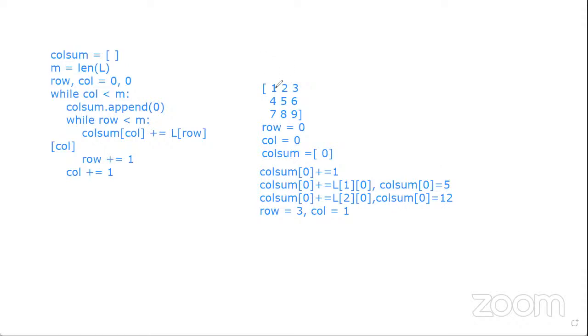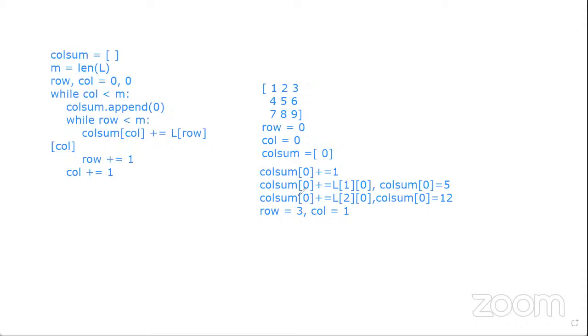4 plus 1 or 1 plus 4. Okay, the first two elements we added, right? L of 0 we added, L of 1 of 0 we added. L of 0 of 0 is 1. L of 1 of 0 is 4. It is a matrix. L of 1 of 0 is 4, okay?